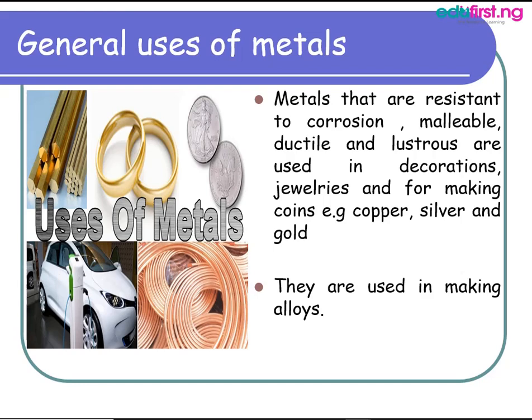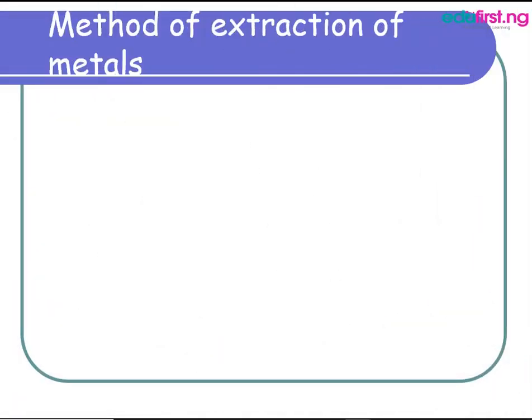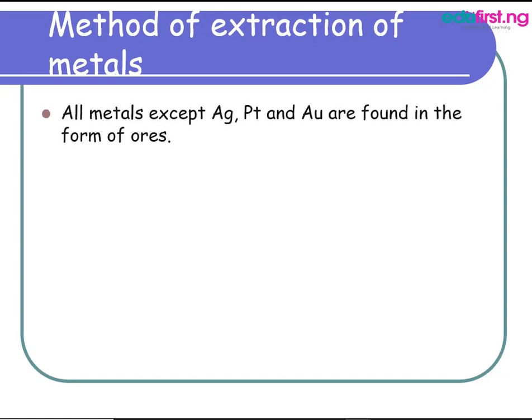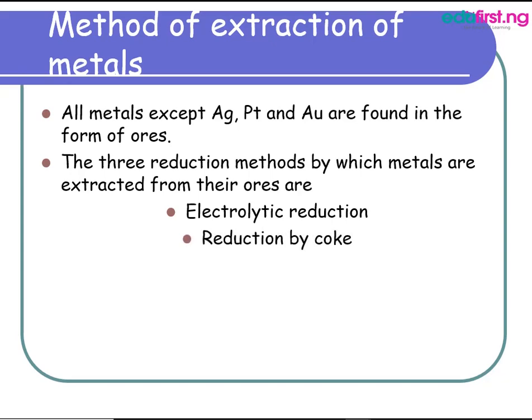So let's look at the method of extraction of metals. How do we extract metals? Since metals are not found pure in nature, they always exist with impurities, and these are called ore, except for silver, platinum, and gold, which are pure in nature. Now, the three reduction methods include electrolytic reduction, that is electrolysis, then reduction by coke, that's heating in the presence of carbon, and that is coke. And last, we have thermal reduction, that is roasting in air.